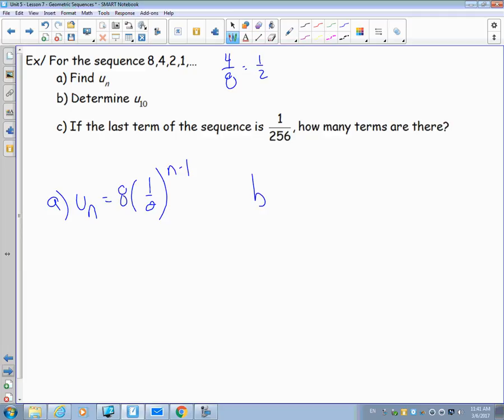Part B. Let's find u10. Let's use our equation we just built. So 8 times 1/2 to the power of 10 minus 1. If you want to, you could use fractions here. You can use decimals here. I'm not really picky.